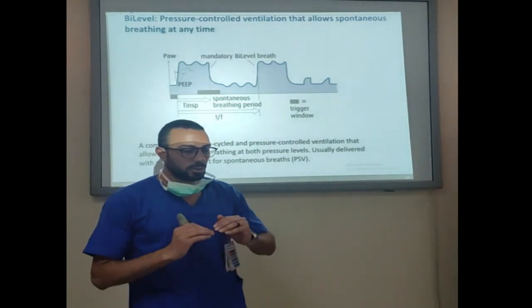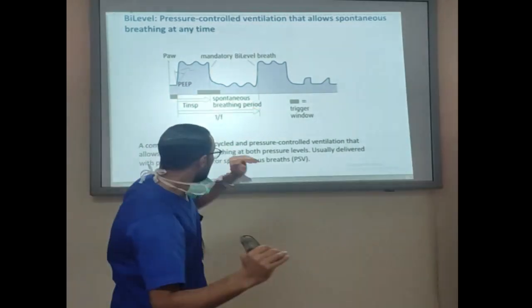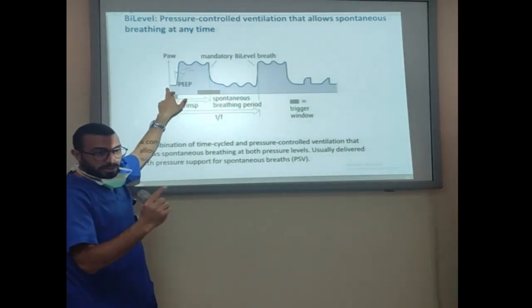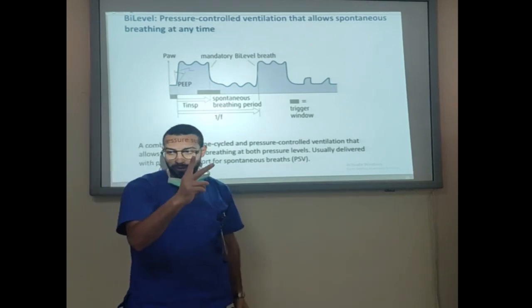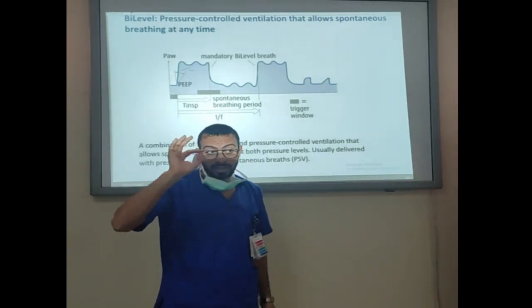But here, you give him high pressure and positive end expiratory pressure, like PEEP. The low pressure is the PEEP, by the way. Remember the PEEP? It's the lowest pressure after expiration. So the ventilator will support him both. Give him like high pressure, low pressure, in a time cycled manner.